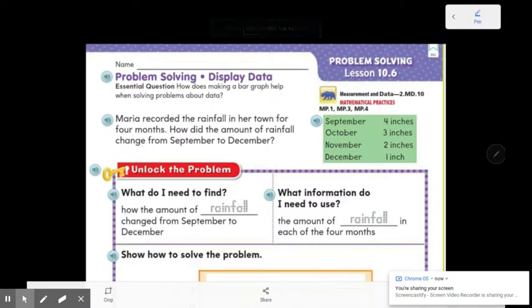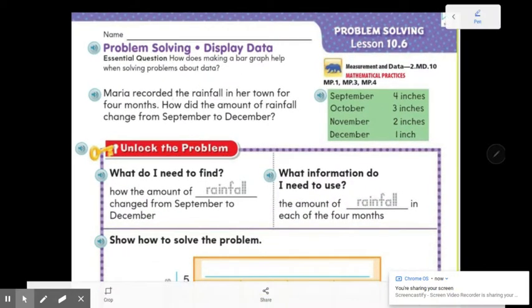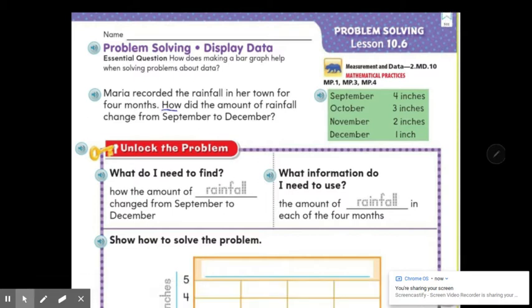Hi, boys and girls. Today we're going to learn problem solving, display data, lesson 10.6. Our problem says that Maria recorded the rainfall in her town for 4 months. How did the amount of rainfall change from September to December? So this is the question that we're going to focus on answering at the end.